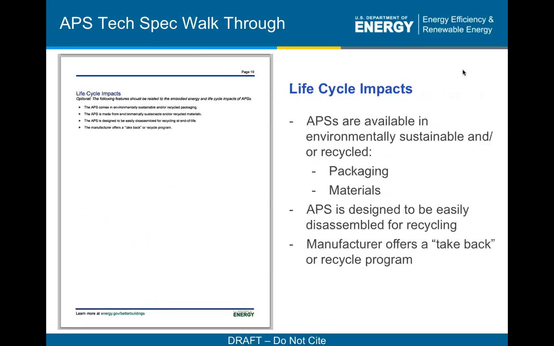Lastly, the specification recommends looking for optional features that are related to the embodied energy and life cycle impacts of advanced power strips. This includes awareness of the packaging and materials used for the advanced power strip. Are they designed to easily be disassembled for recycling, or does a manufacturer offer a take-back or recycle program? These are some of the questions that you should ask when procuring advanced power strips for your building.